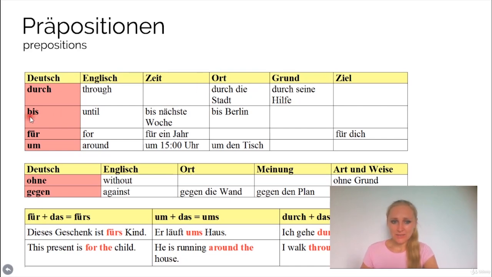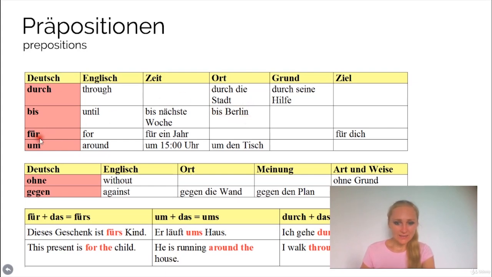Then the next preposition is bis. Bis means until. So here, referring to time, bis nächste Woche means until next week. Okay, so here nächste Woche is the accusative object because it stands right after bis. Then if it's about location, it can also be bis Berlin, which is until Berlin. So if it's a location, you can say I'm driving until France, or I'm driving until, I don't know, Frankfurt, and so on. So the location that comes right after bis is the accusative object.